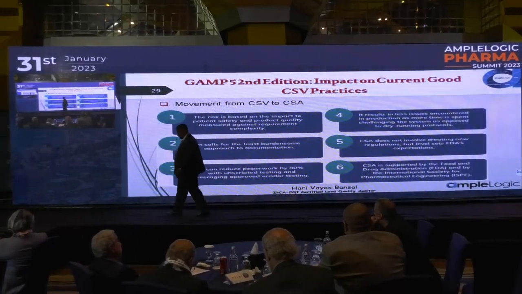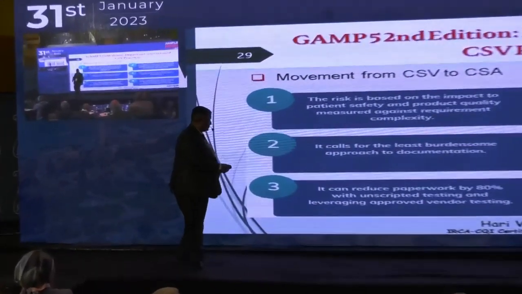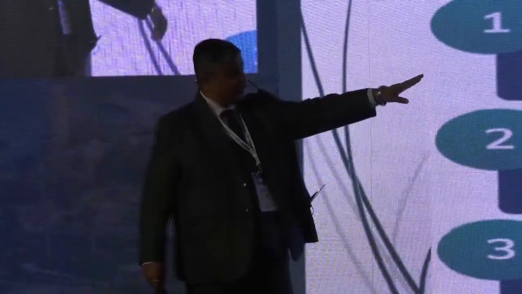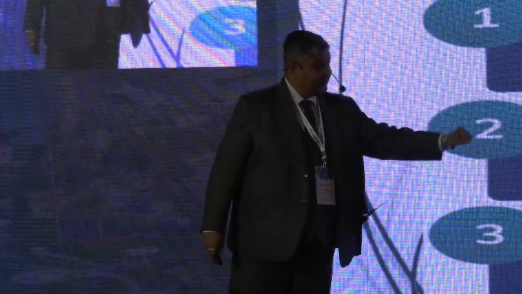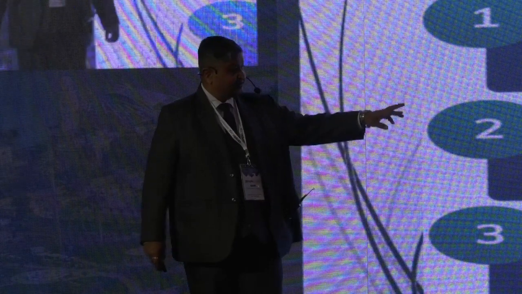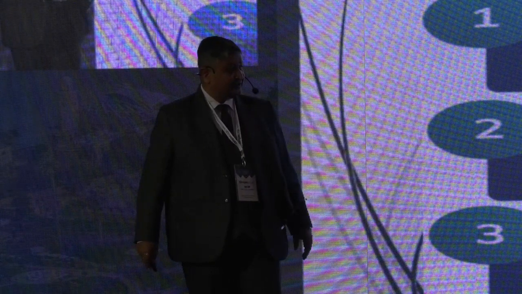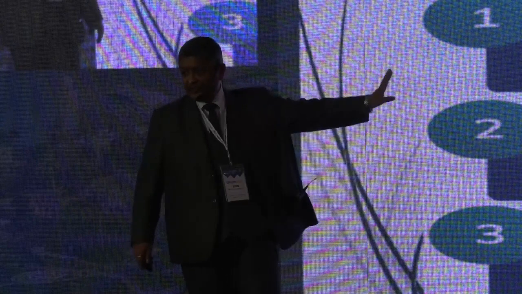So there are 6-7 takeaways from CSV to CSA. It is basically risk-based approach, least documentation. It reduces the paperwork by 80%. This results in fewer issues encountered in production more of the time. It does not include creating new regulations, but level sets FDA's expectations. And CSA is supported by the FDA and by the International Society for Pharmaceutical Engineering. It has been supported by it.